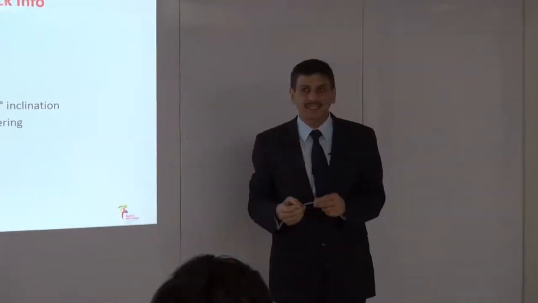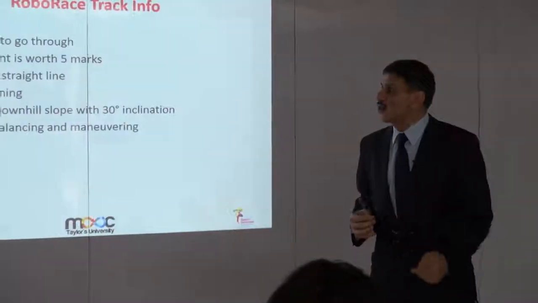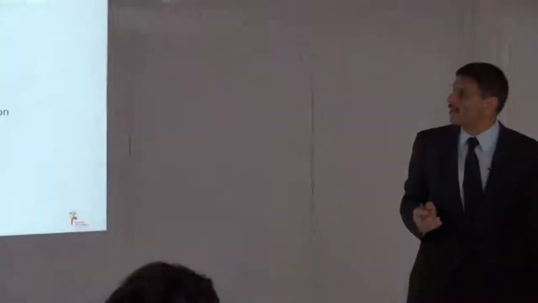Okay. So I want to just run through the race. I just want to again remind you of what this whole task is about. So you have four checkpoints to go. Each checkpoint is worth 5 marks. So every time you conquer that part of the challenge, you achieve 5 marks. Those who do only the first one will get 5 marks. The first and second get 10. First, second, and third, 15. And eventually, the full mark.